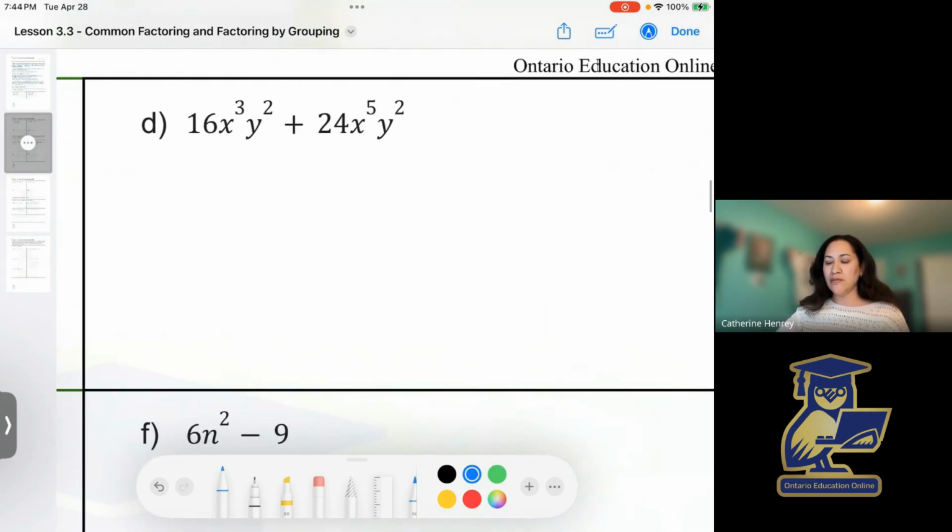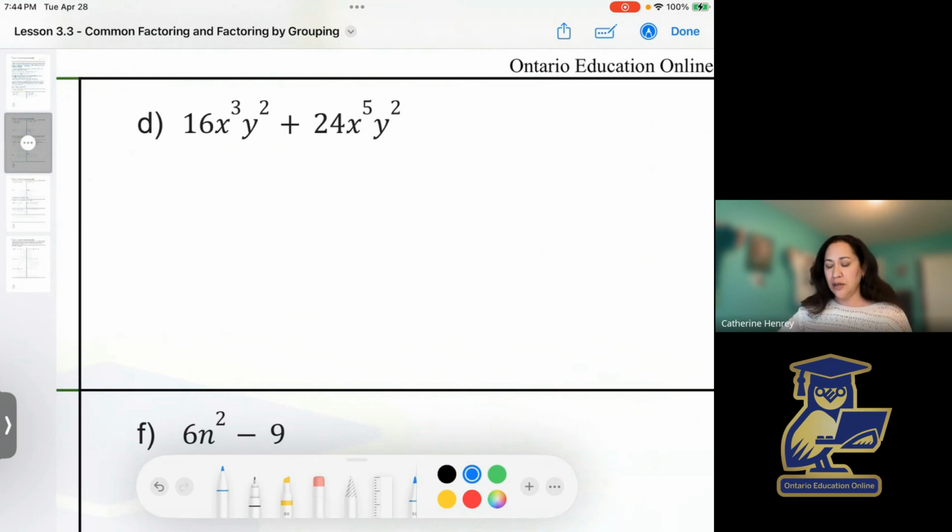Now, sometimes we'll have a combination of different letters, but the process is still quite similar. We have 16 and 24. So the greatest common factor out of those two is going to be 8. So I can divide out an 8. Then we want to take a look at the x's. I have 3 x's here and 5 x's here.